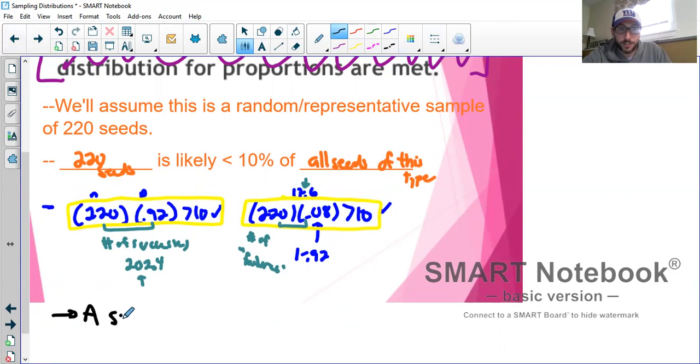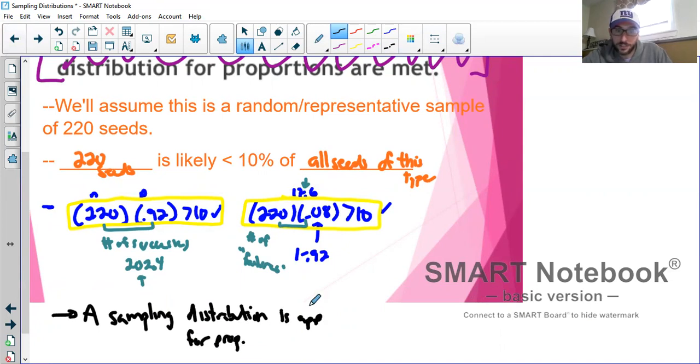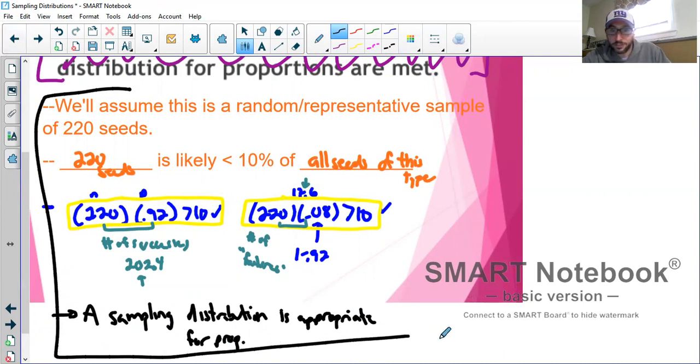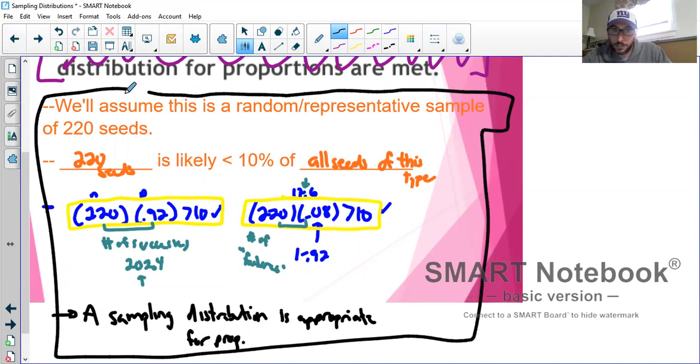So we could say now a sampling distribution for proportions is appropriate. That's why we're checking these conditions, to make sure we can use the sampling distribution for proportions, or is appropriate, right? That's why the conditions have to be checked, to make sure we can use this. Or you could name the sampling distribution at the top as like a title. I'll do that on the next slide to show you what I mean.